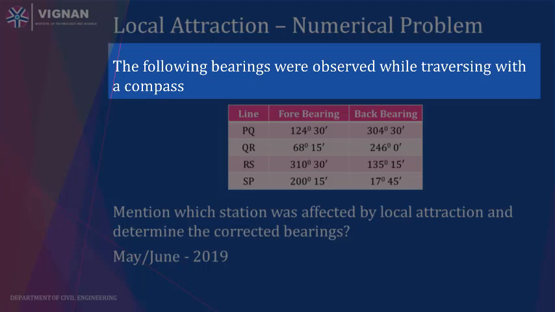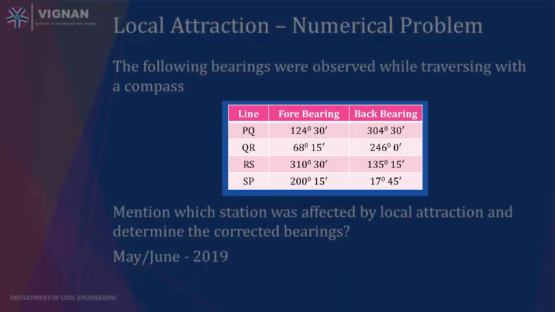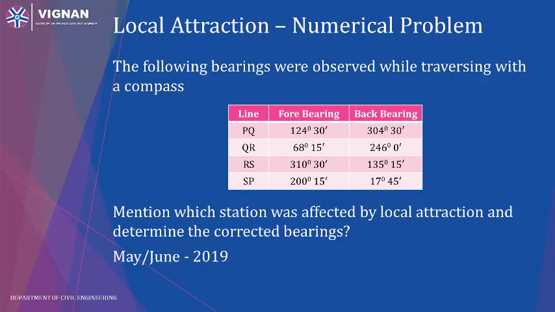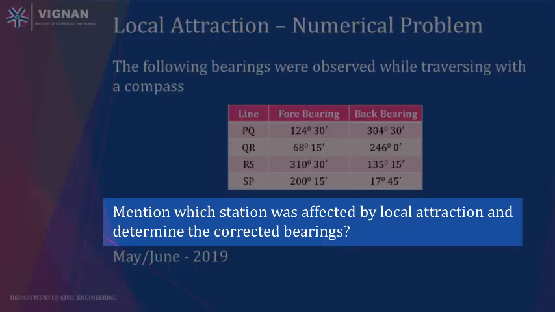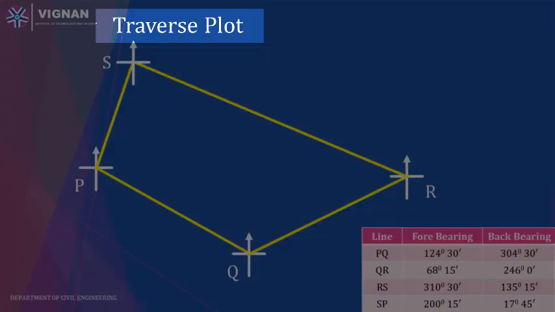See, the following bearings were observed while traversing with a compass. Lines PQ, QR, RS, SP are given. Their fore bearings and back bearings are given. Mention which station was affected by local attraction and determine the corrected bearings. In order to solve this problem, it is very important to plot the survey plot.